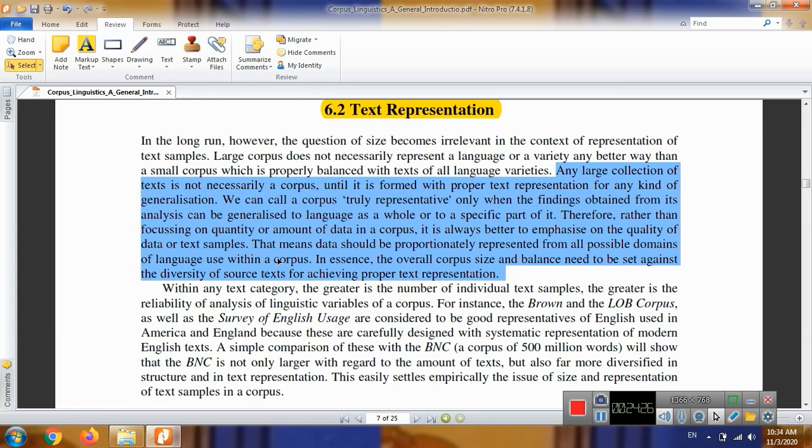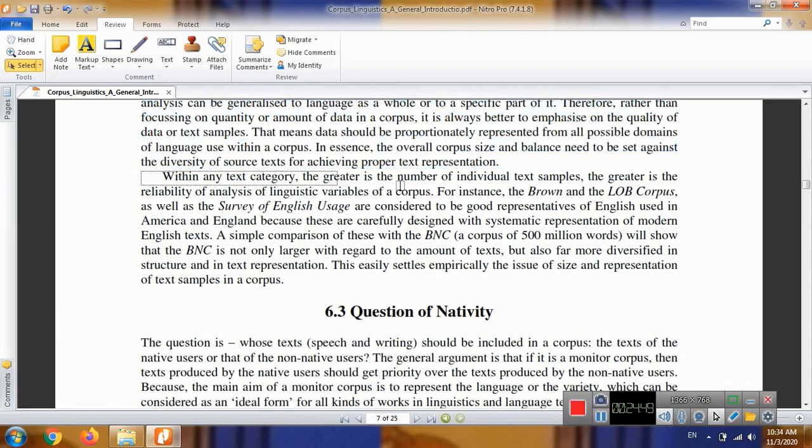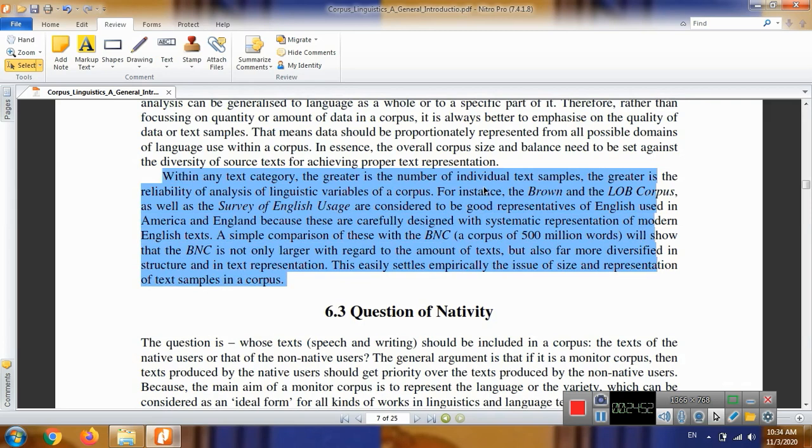That means that text should be proportionally represented from all possible domains of language used within a corpus. In essence, the overall corpus size and balance need to be set against the diversity of source text for achieving proper text representation. Within a text category, the greater is the number of individual text samples, the greater is the reliability of analysis of linguistic variables of a corpus.